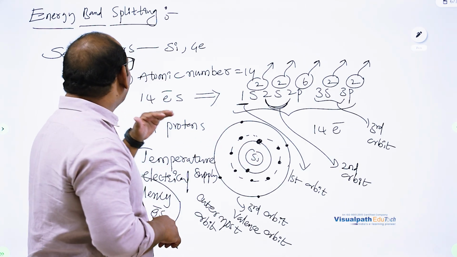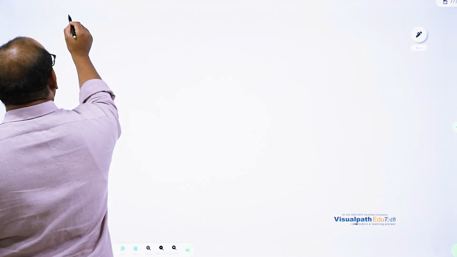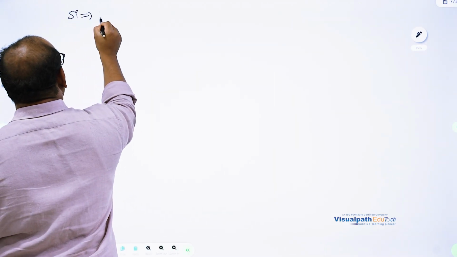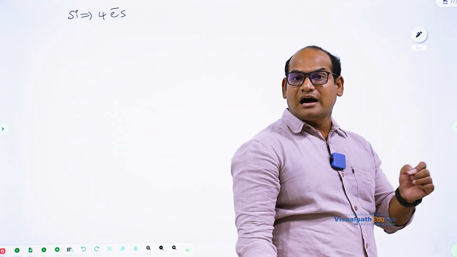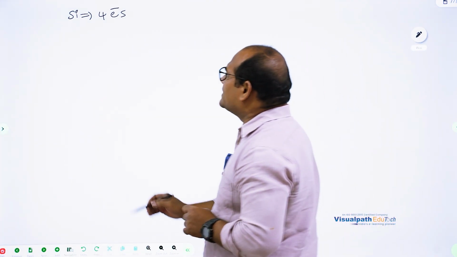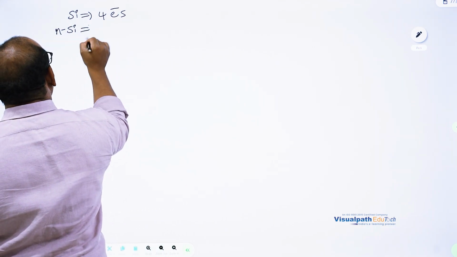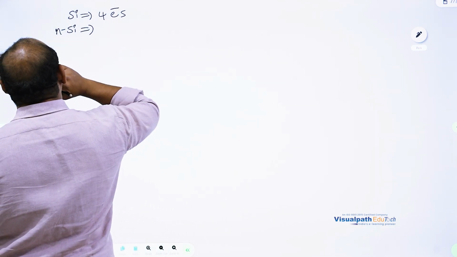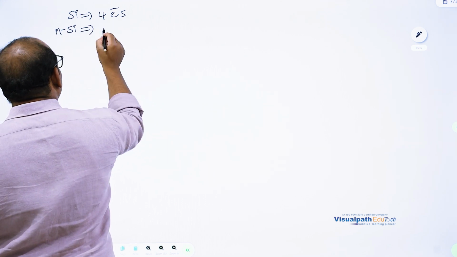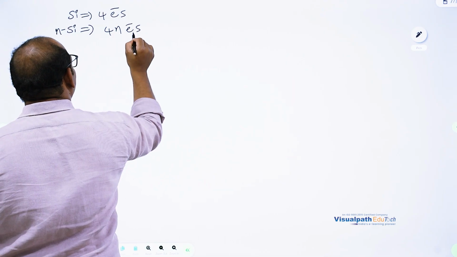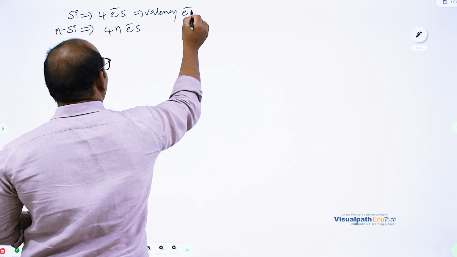Now, actually our topic is about energy band splitting. When you have one silicon atom, we have understood that 4 electrons are responsible for the production of the current, not all the 14 electrons. Now, when you take n silicon atoms in the silicon material, then how many valence electrons will be there? One silicon atom is providing 4 electrons. Like that, n silicon atoms are providing 4n electrons. 4n valency electrons.